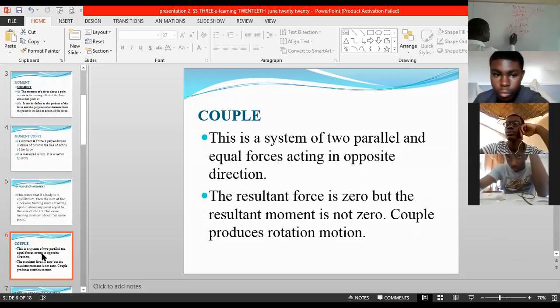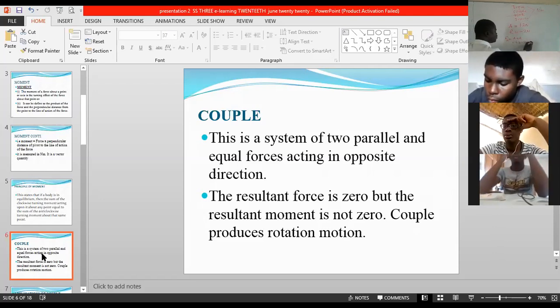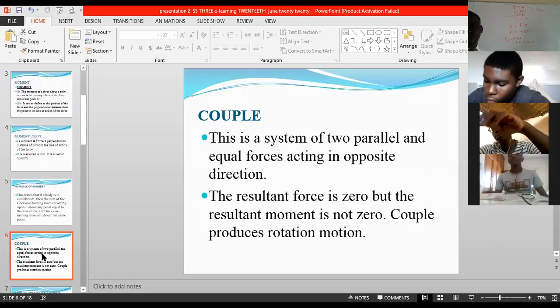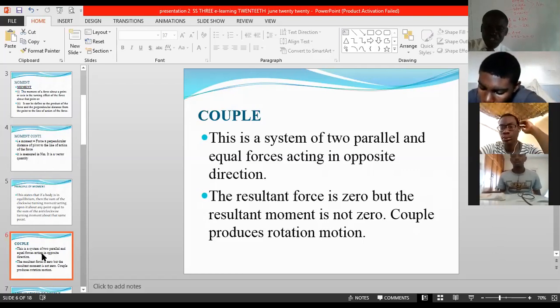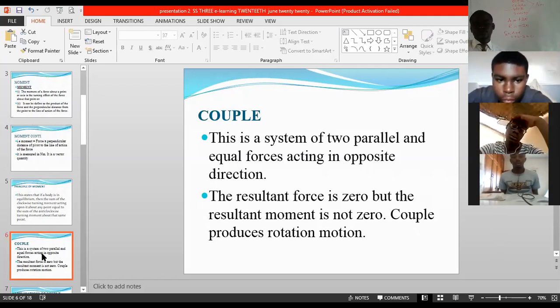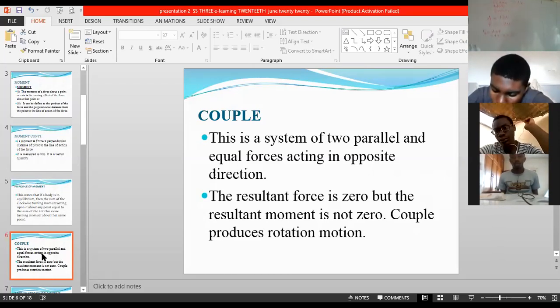So if I want to calculate my resultant force, it will be A plus R, which will be equal to plus 2 minus 2. Everything is what? 0. Can you see that now? The summation of action and reaction is 0. The resultant force is 0, but the resultant moment is not 0. This is how we represent a couple.